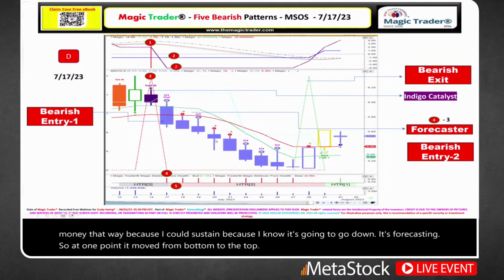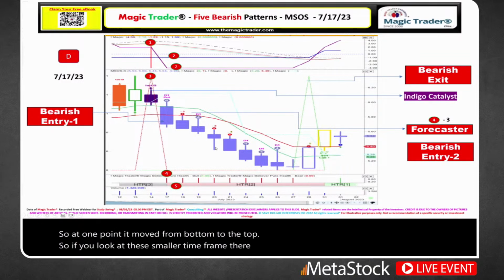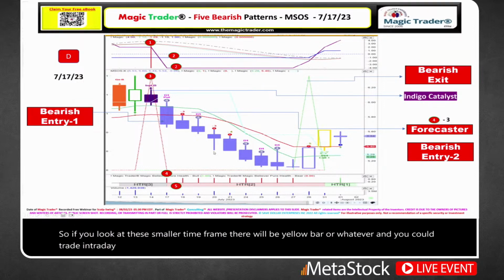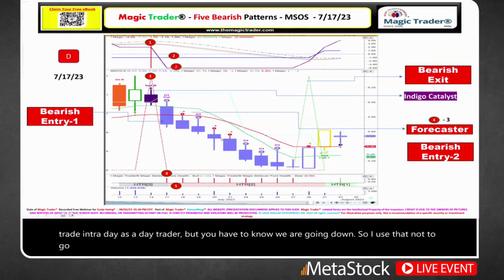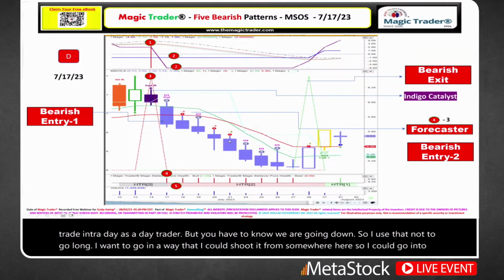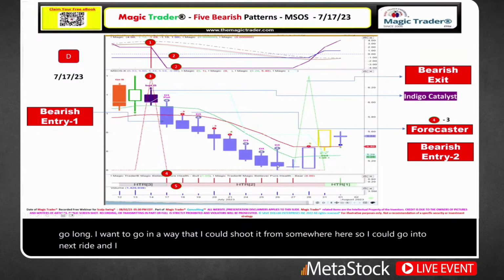So at one point, it moved from bottom to the top. So if you look at the smaller time frame, there will be a yellow bar or whatever, and you could trade intraday as a day trader, but you have to know we are going down. So I use that not to go long. I want to go in a way that I could short it from somewhere here. So I could go into the next ride and I collect some more money. And I take profits. As soon as it starts moving higher, I short it here. So why want to stay in there?